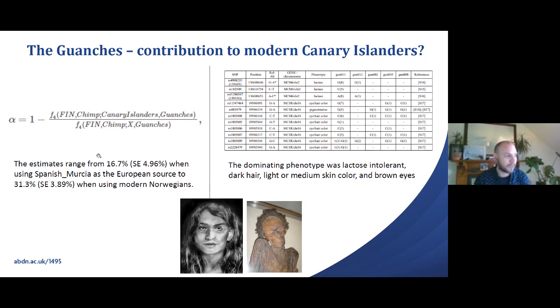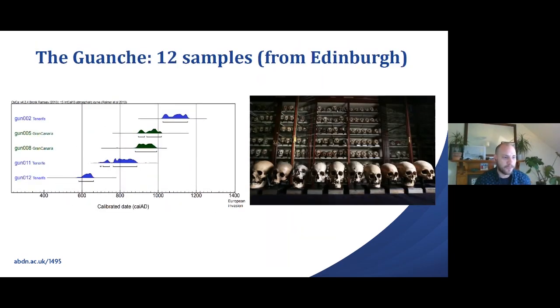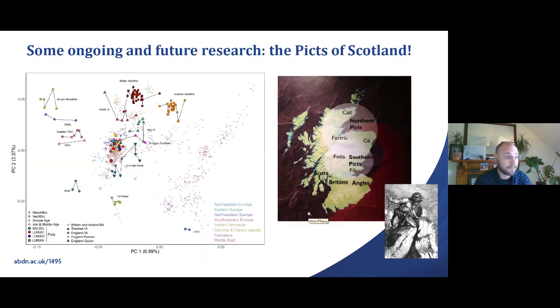And importantly, we were able to demonstrate some genetic continuity from these guanches into modern living populations. So that's quite a travel from just being sat in a collection like this, and all of this was achieved just by extracting some ancient DNA.